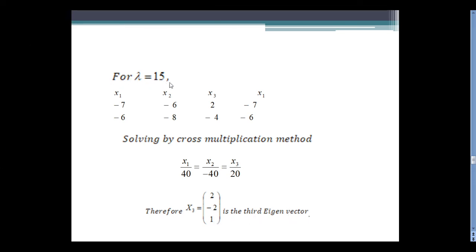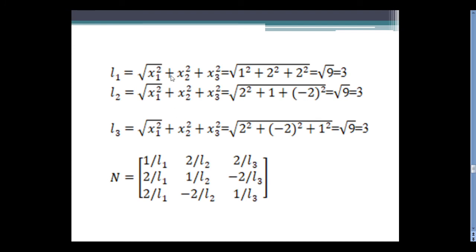Since we got all lambda values different, 0, 3, 15, we are getting answers directly by taking two different equations and applying the cross multiplication method. So after getting all three eigenvectors, we have to write the normalized modal matrix, which is N. Before finding N, we need L1, L2, L3. So L1 is nothing but the square root of x1 square plus x2 square plus x3 square, which I have taken from the first eigenvector. That is 1 square plus 2 square plus 2 square, we are getting finally 3.